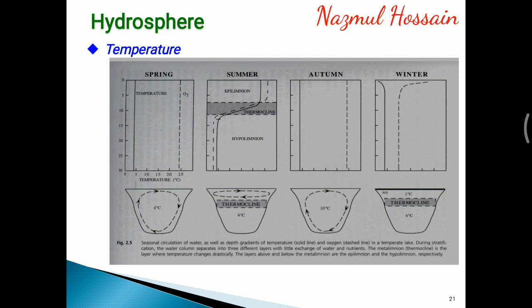During stratification, the water column separates into three different layers with little exchange of water and nutrients. The metalimnion or thermocline is the layer where temperature changes drastically. The layers above and below the metalimnion are the epilimnion and hypolimnion respectively.